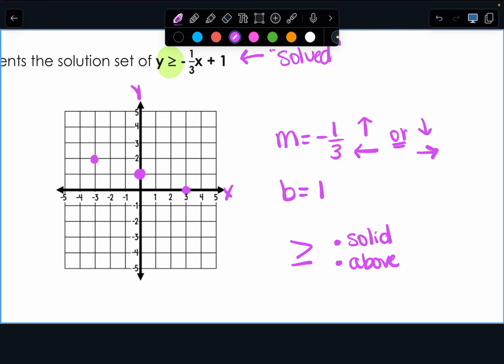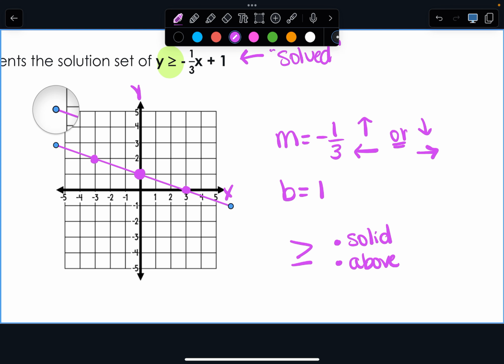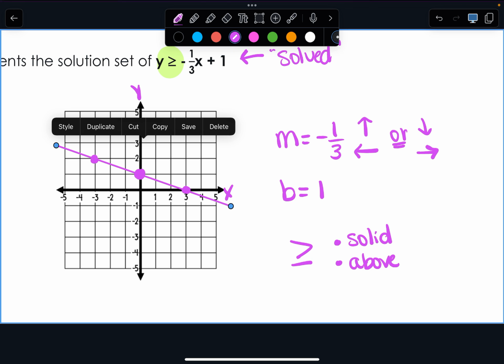Solid line. Connect all your points. No gaps. I was also doing a lot of grading this weekend, and some of us are graphing random lines. Some of us are graphing solid lines when they should be dotted as well. And you're losing points for that. You're losing lots of points for that.